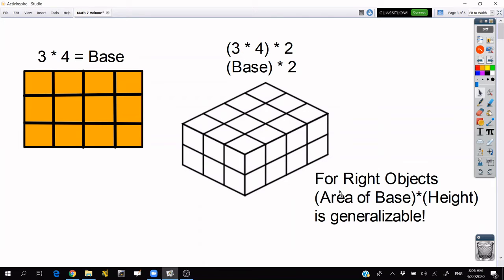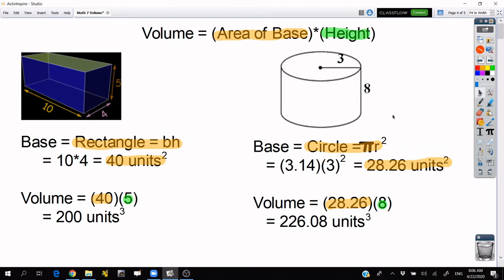And it turns out for right objects, meaning that that corner right there, that the third dimension is vertical, as long as we have a base that's perfectly horizontal and then a height that's perfectly vertical, we have this generalizable formula, the area of the base times the height, which is really cool that it's generalizable for all right objects because it means we can do all kinds of different things.